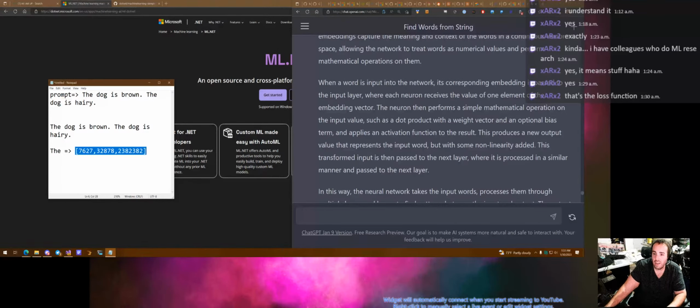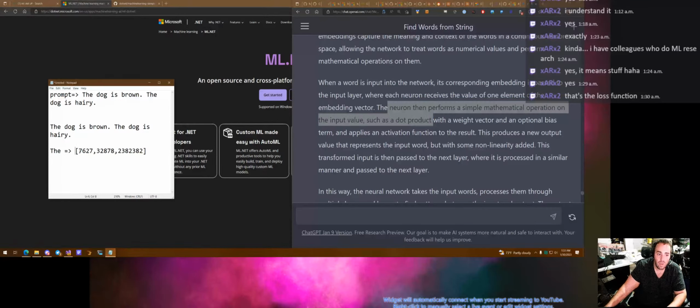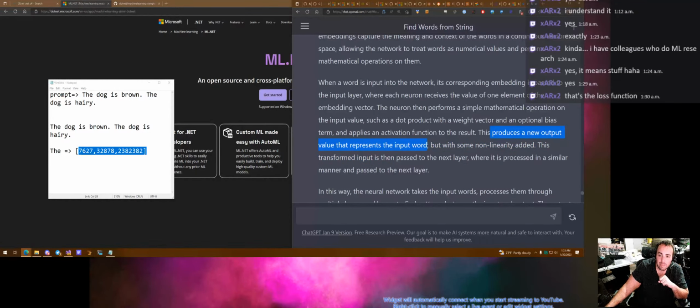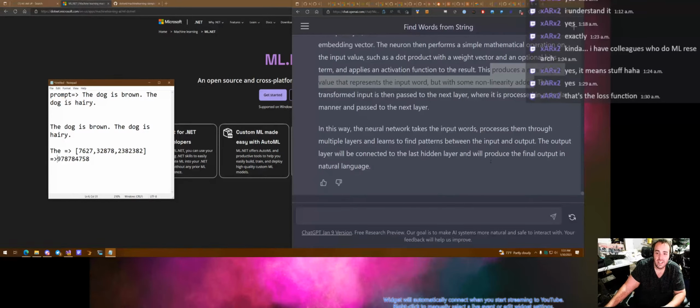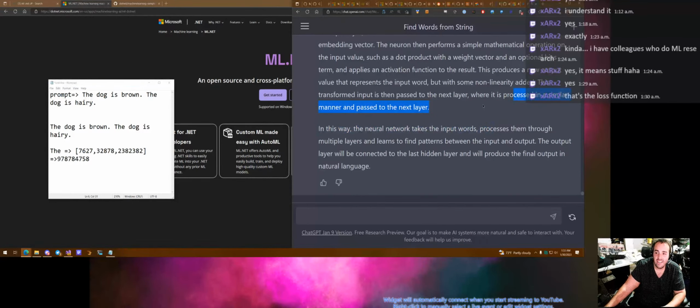But then the neuron performs a simple mathematical operation on the input, such as a dot product. So dot product of all these with a weight vector and an optional bias term, and applies an activation function to the result. This produces a new output value that represents the input word, but with some nonlinearity added, right? So eventually this gets turned into something like that, right? Is this making sense to you? And passed to the next layer.